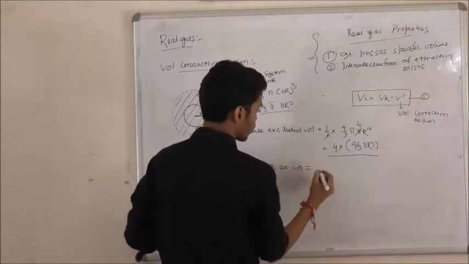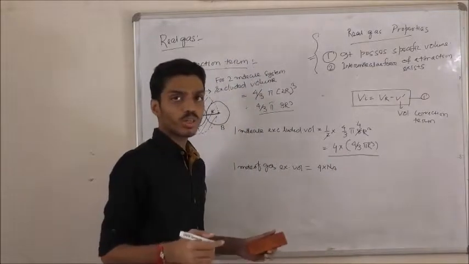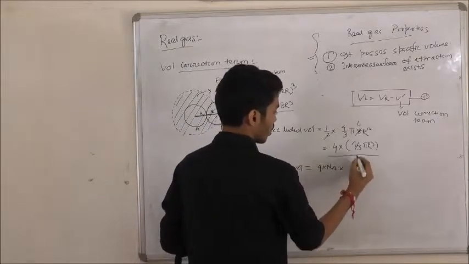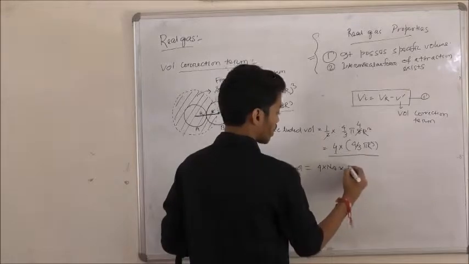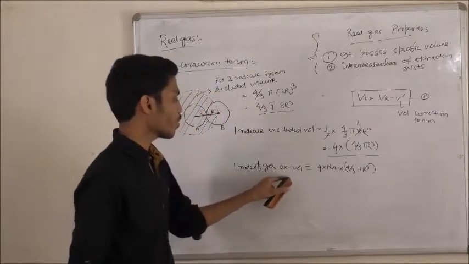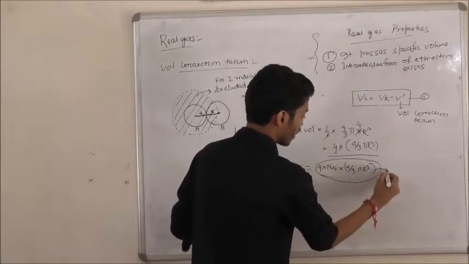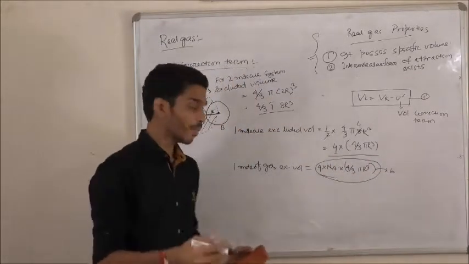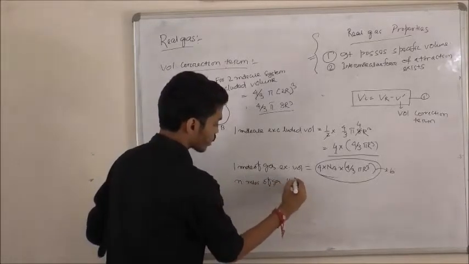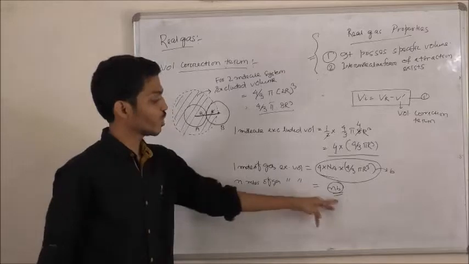the excluded volume is equal to 4 into Na into 4/3 pi r cube. One mole contains 6.023 into 10 to the 23 molecules, which is known as Na. For 1 mole of gas, the excluded volume is this. Suppose we replace this with the term b. Then for n moles of gas, the excluded volume is nb.